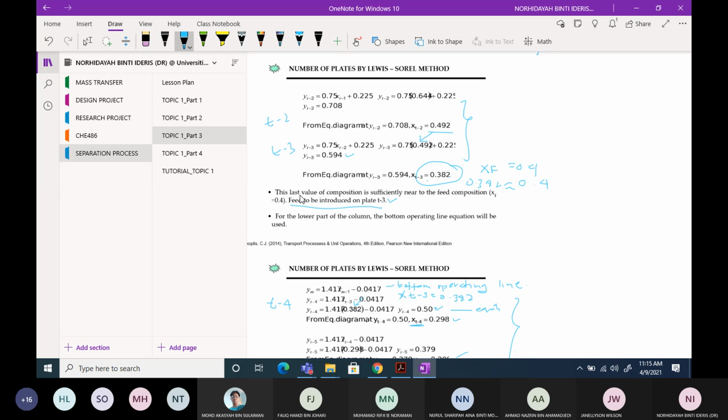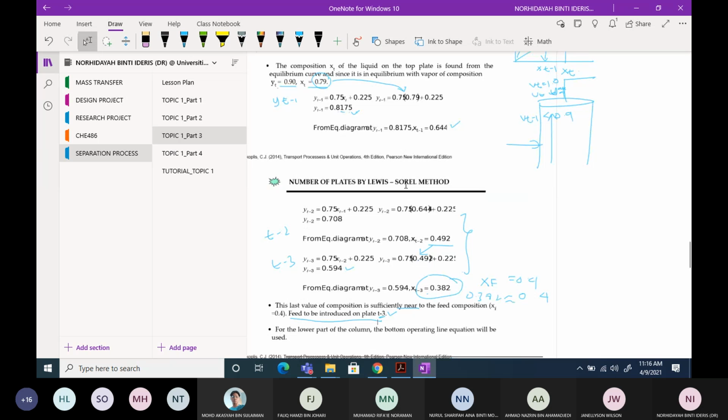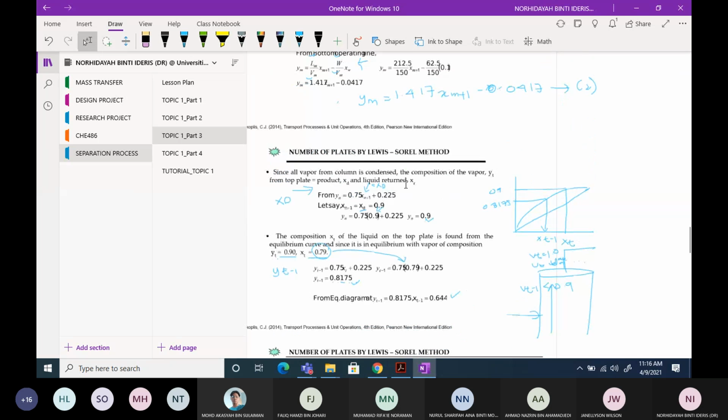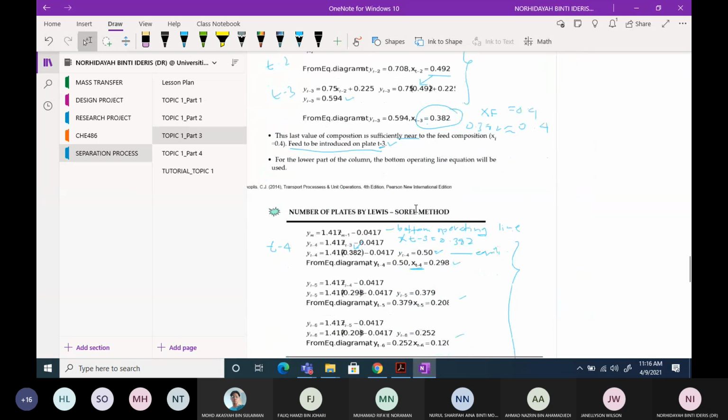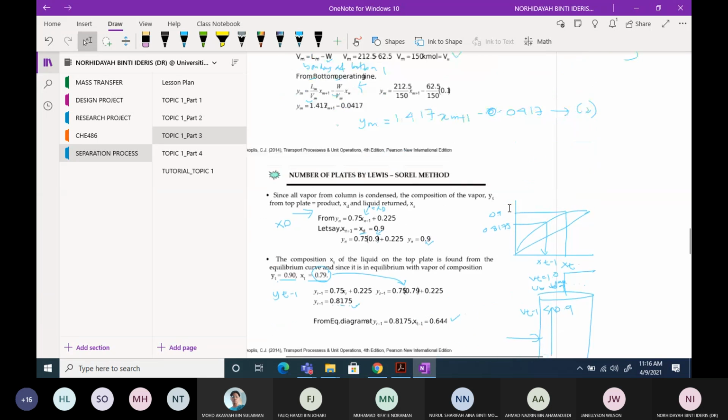So you know that the last composition value is sufficiently near to the feed composition, so from this method we know that the feed is to be introduced on the plate t minus 3, three steps below the top. After you discover that this is the feed plate, you need to stop using the first equation, which is the top part. Now you need to take a second equation.